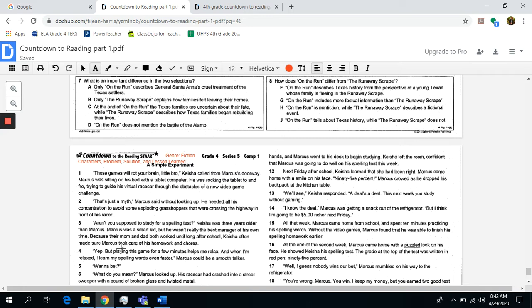A simple experiment. Those games will rot your brain, little bro, Keisha called from Marcus's doorway. Marcus was sitting on his bed with a tablet computer. He was rocking the tablet to and fro, trying to guide his virtual race car through the obstacles of a new video game challenge.